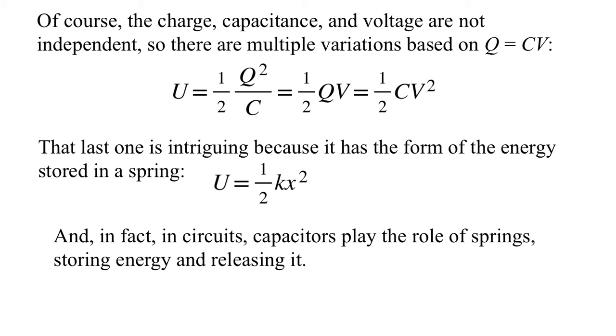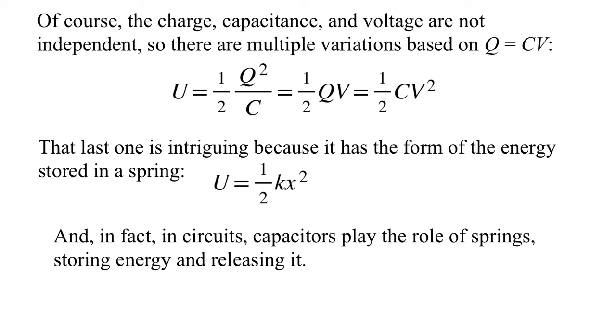Of course, we know the charge, the capacitance, and the voltage are not independent, so there are multiple variations based on Q equals CV. This is sort of an annoying thing, and it's probably worthwhile to try and pick one of them to remember and then build the other ones as you need them, although that's up to you. So we know that U is Q squared over 2C, but then Q over C is V, so it's 1/2 QV, and then it's 1/2 CV squared, where this V now is the voltage across the fully charged capacitor.